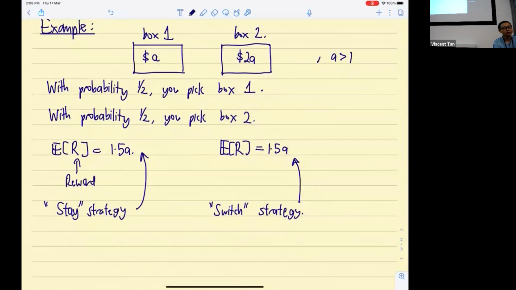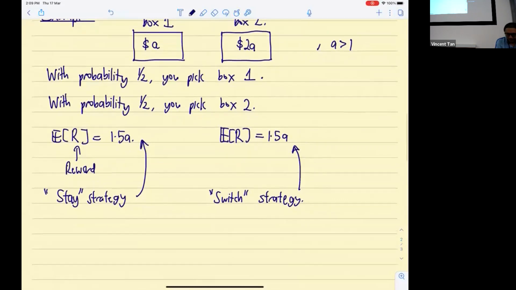Do you think you can do better than these two strategies, the stay strategy and the switch strategy? Yes, combine the two strategies together. How to combine? What is the rule to combine? Here's a suggestion. We can do better by $0.25 each time.